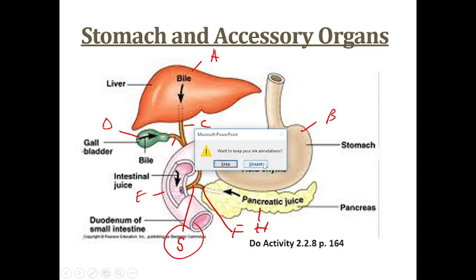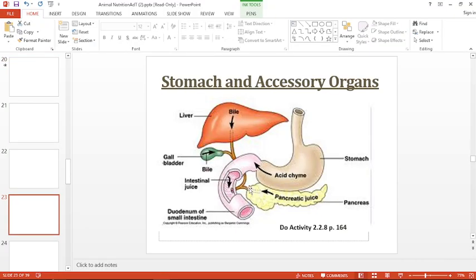Bile. Bile contains alkalinic salts that neutralize it.